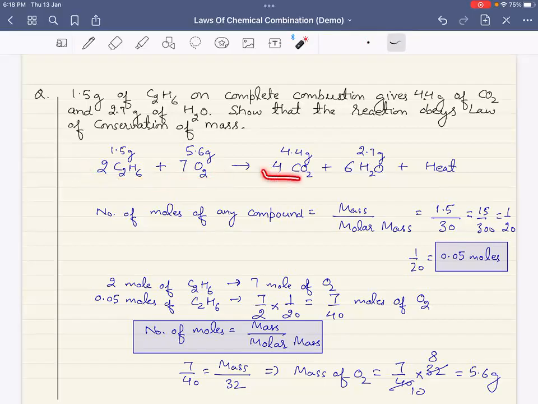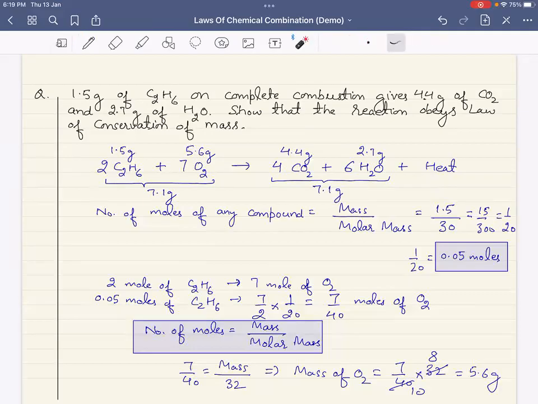And we'll check whether it is equal to the sum of the mass of the products. Okay. So here the mass of ethane is 1.5 gram and the mass of oxygen is 5.6 gram. If we add both the masses, 1.5 plus 5.6 is equal to 7.1 gram. So this is the mass of the reactants. And if we find the sum of the mass of the products, we will find it to be 4.4 plus 2.7, that is 7.1 gram.